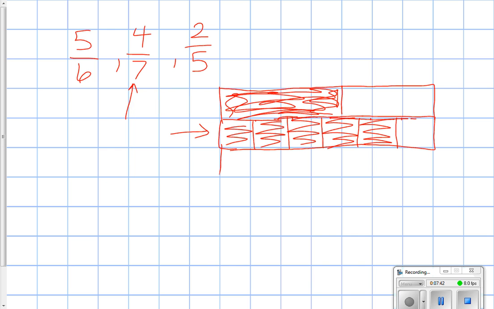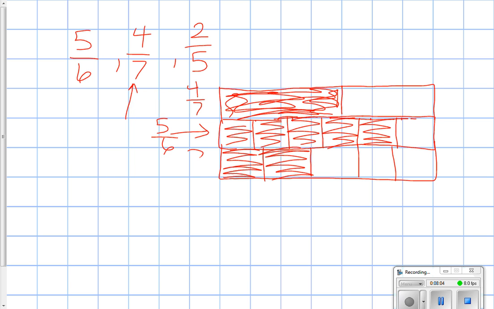So my next one, I'm going to do 2/5, and we'll see how bad I mess up on this one. We're just doing 2, and I didn't do great on this one either, but I only need to do 2/5. So now you can see pretty easily: here's 4/7, here's 5/6, and 2/5. And you can see that obviously the smallest is 2/5, the next biggest is 4/7, and last is 5/6.